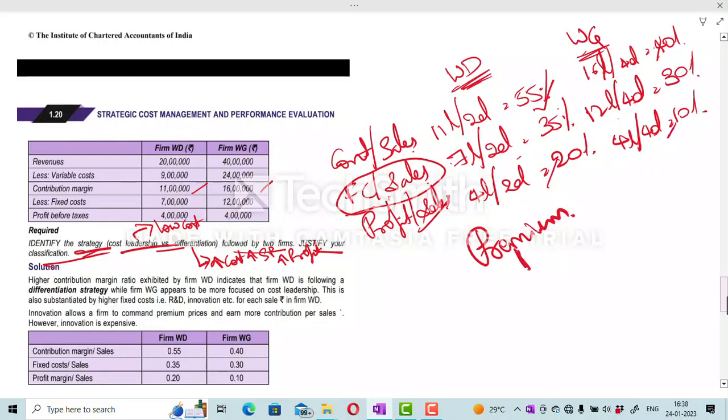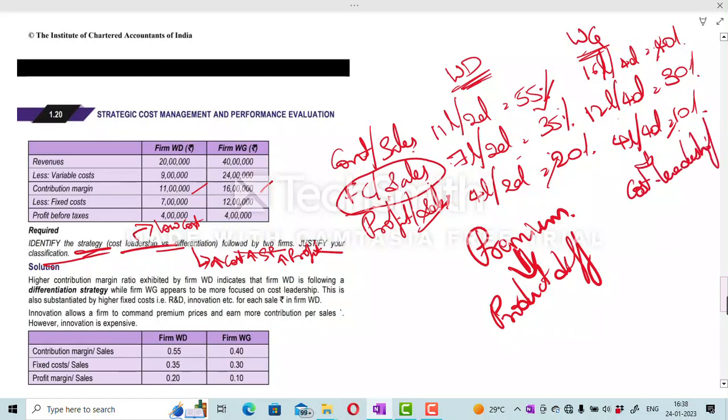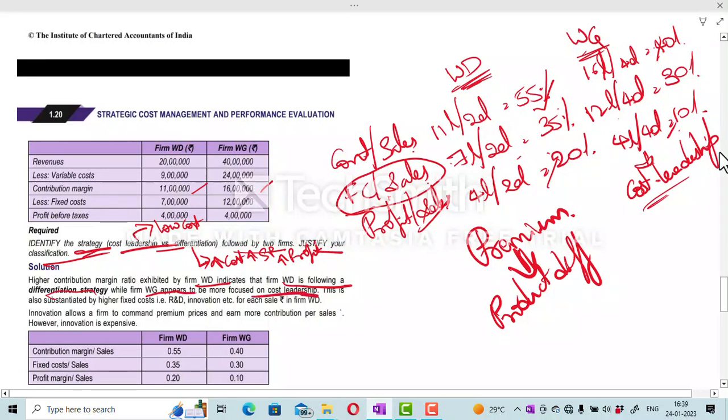See, what is the strategy if we are charging premium, product differentiation? Here we are having low profits when compared to WD. It means we are using cost leadership strategy. Once check, WD is product differentiation. WD is following the differentiation strategy. WG appears to be more focused on cost leadership strategy.